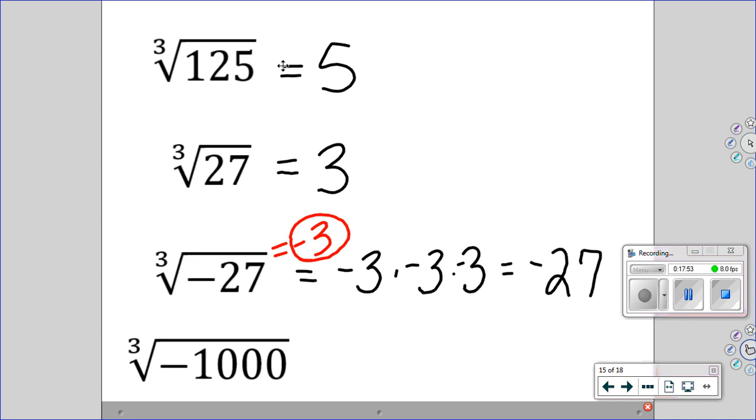And then try this example. What is the cube root of negative 1,000? The cube root of negative 1,000. Nancy? Very good. Negative 10, because negative 10 times negative 10 times negative 10 is negative 1,000.